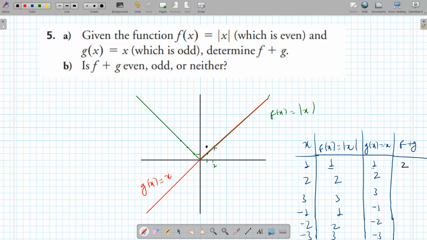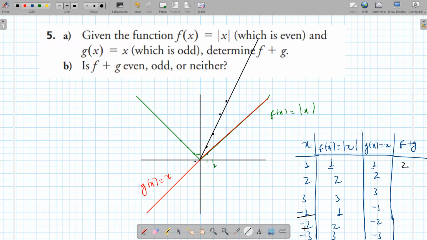When the x value is 2, both functions have 2 and 2, so 2 plus 2 is 4. The next point is going to be 3 plus 3, which is 6. So 4, 6, 8. It's just going to double, okay? Like that. So on the right of the origin, this is what it looks like if I drew it right. Something like that. What about to the left of the origin?